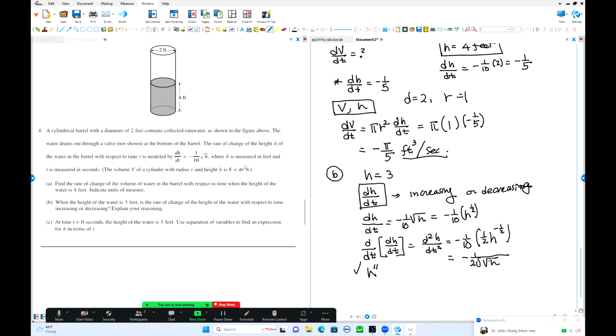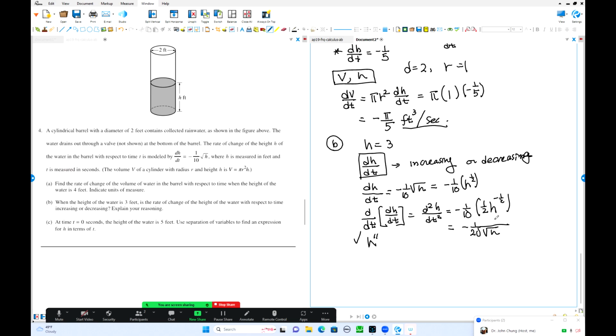Now we're going to find the sign of this one at some value, say h is 3. If it is positive, the rate is increasing at this point. If this is negative, when h is 3, this rate is decreasing. Now put the number h equal to 3 there.